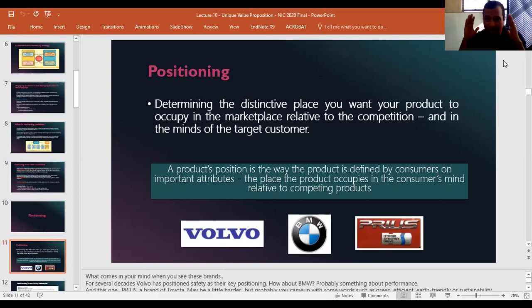So positioning is clearly about positioning your product and services in the mind of the customer.